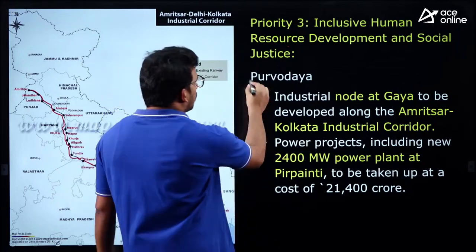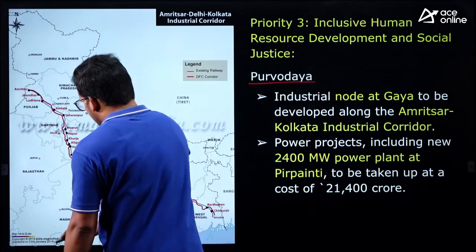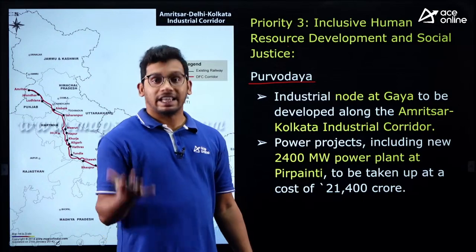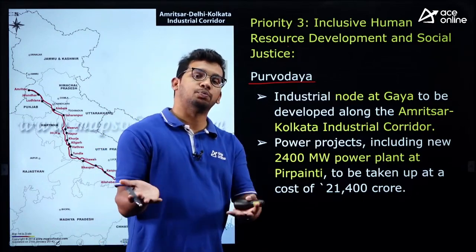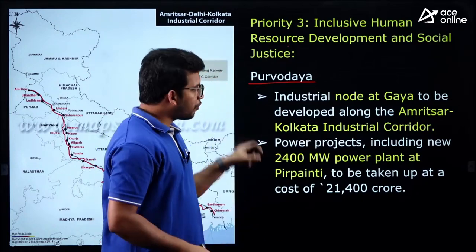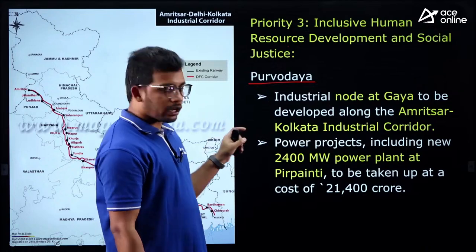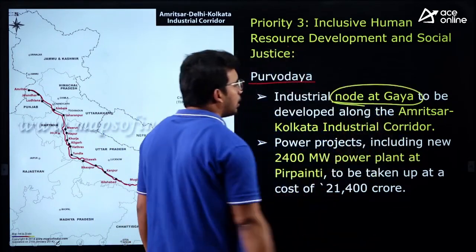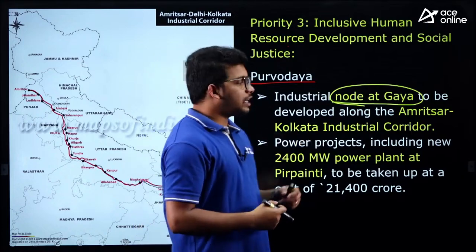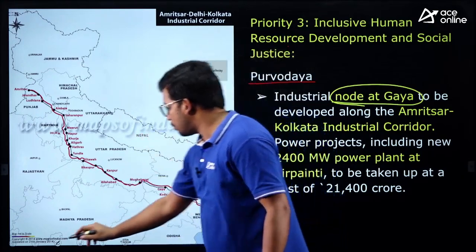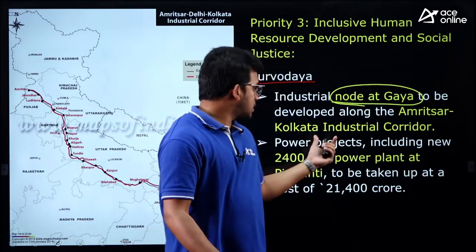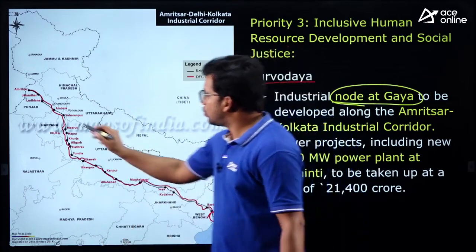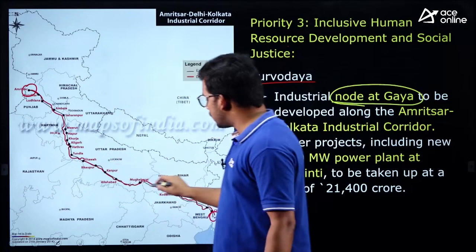First one, under Purvodaya, Purvodaya means sunrise, you can take it in English as sunrise. So they want to encourage the states to rise up. For this purpose, they have allocated certain funds. First, they are going to focus on a node at Gaya, that is in Bihar. We already have an Amritsar to Kolkata industrial corridor. So from Kolkata to Amritsar, they are focusing on the industrial corridors.